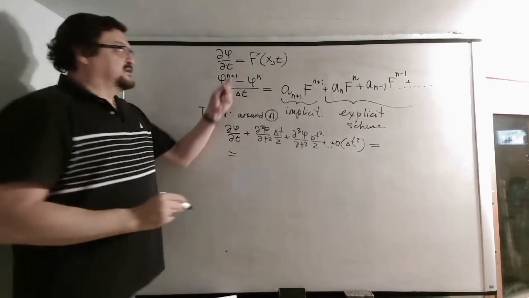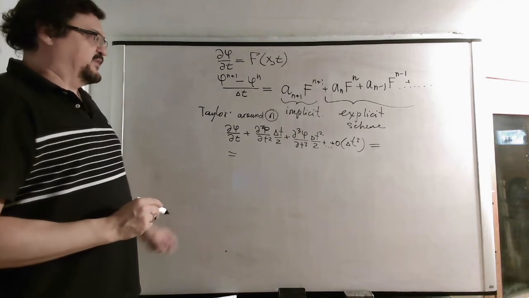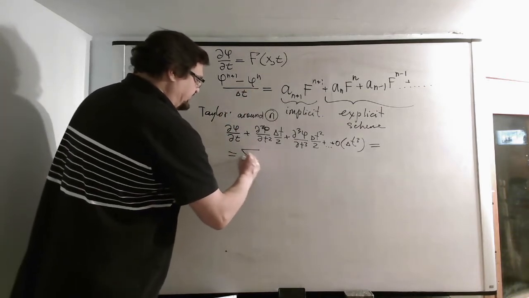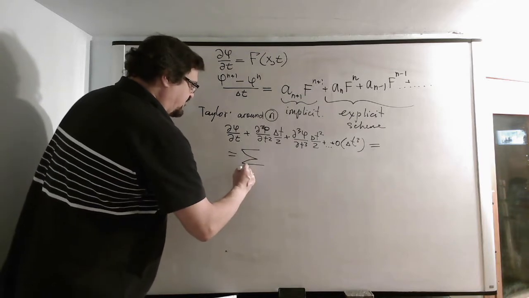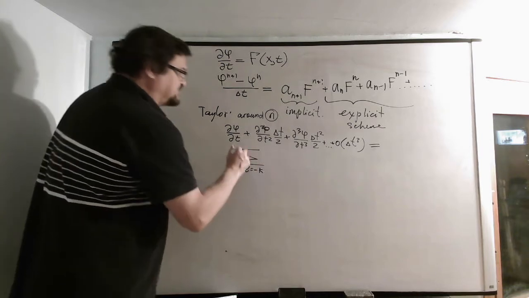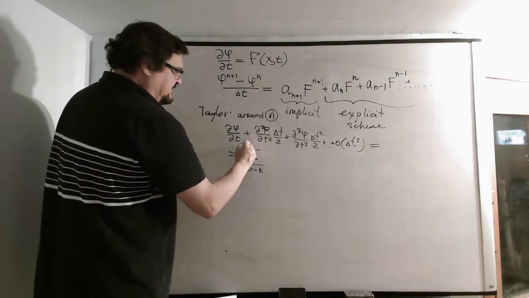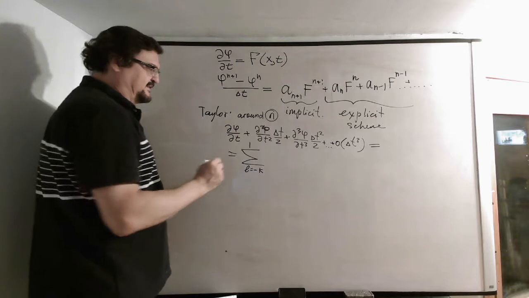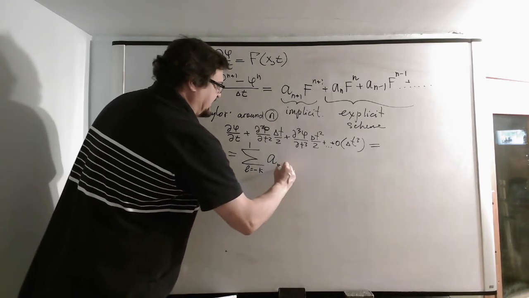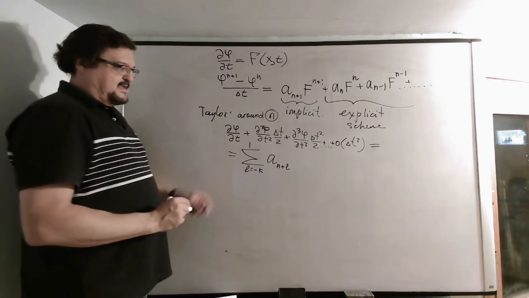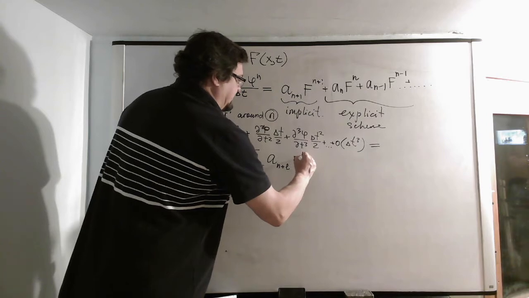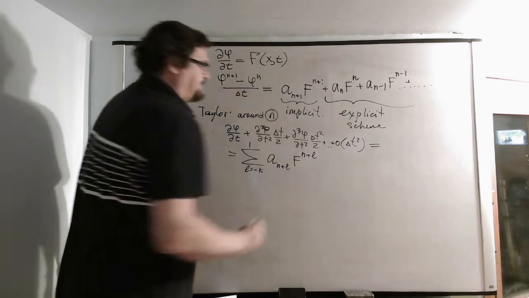So now we expand the right hand side the same way, but now we have this summation of terms. So we have a sum from L equals some minus k to L equals 1, which is our implicit scheme, of coefficients a n plus L times f at time step n plus L.